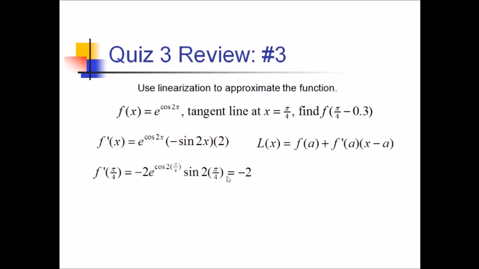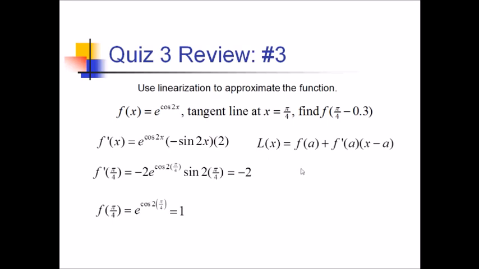Awesome. Well, now we still need to figure out f of a, the output value at our launching off point here, at our point of tangency. So now I'm going to plug pi over 4 into the original function. And again, we said cosine of all this stuff is really just 0, so e to the 0 just gives us 1. All right, now let's go back and plug it all in.